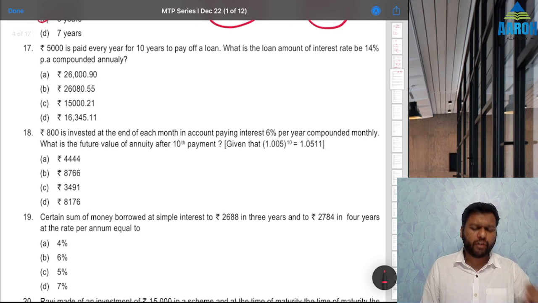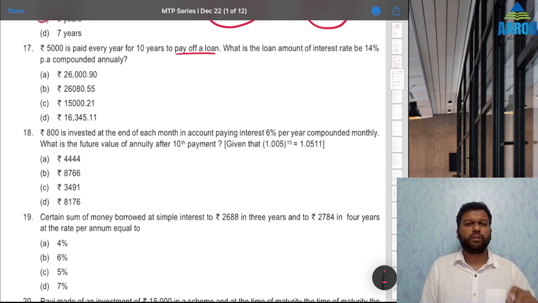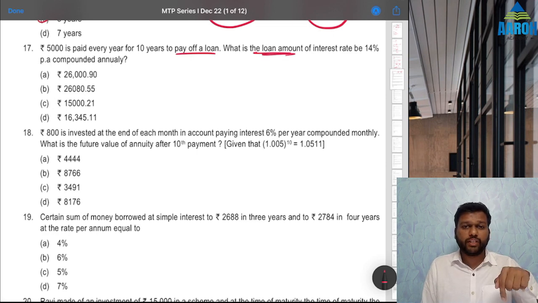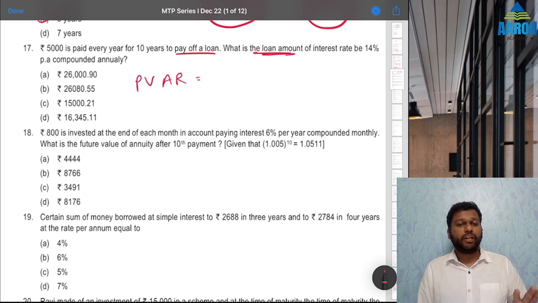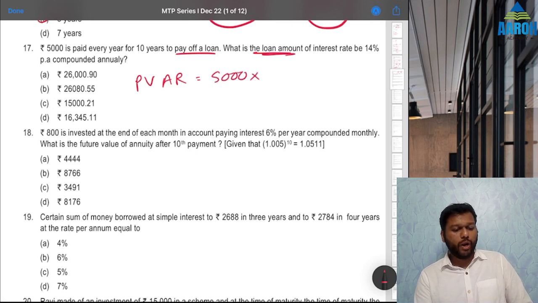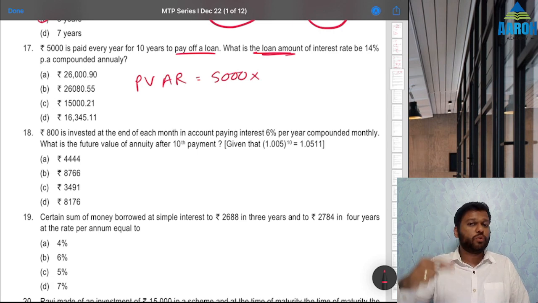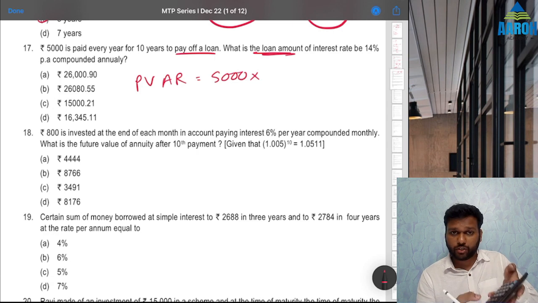5,000 rupees is paid every year for 10 years to pay off a loan. What is the loan amount if interest rate is 14% per annum compounded annually? Fine. 5,000 is paid every year for 10 years and they are asking loan amount. Loan amount means today's amount, right? So they are asking present value of annuity regular. Okay, present value, we can just use present value factor. So 5,000 into present value factor. How to find that? 1 divided by 1.14, 1 divided by 1 plus I, 10 times equal to and GT. Or if you don't have GT button, then equal to M plus 10 times and then MRC. So I don't have GT button on this calculator.